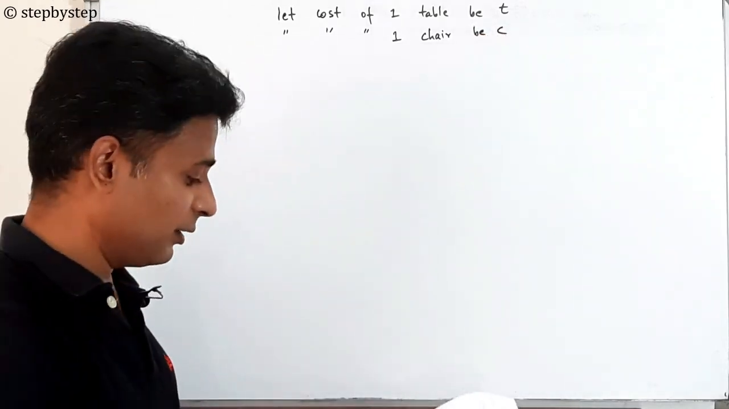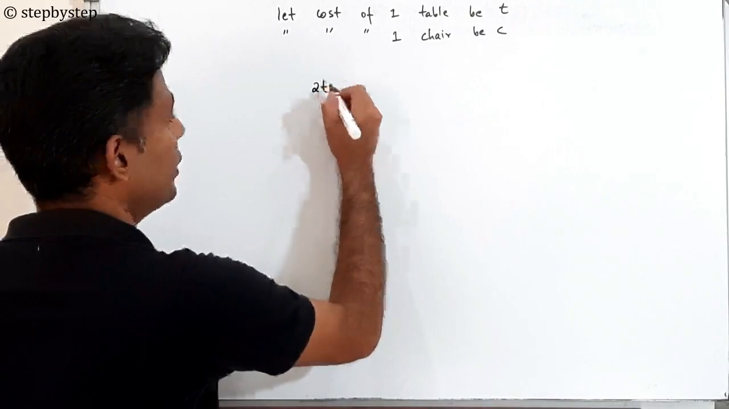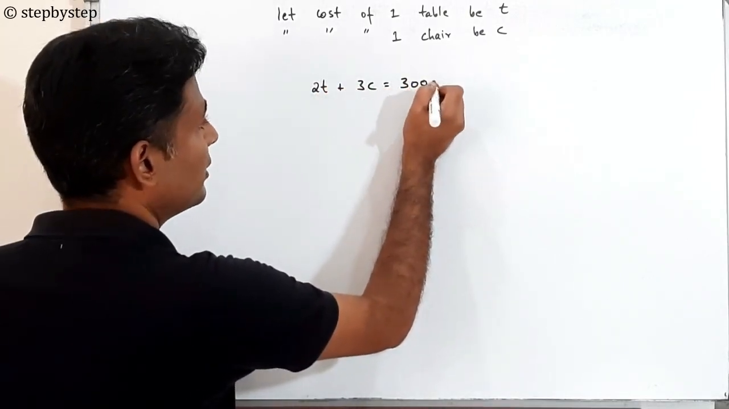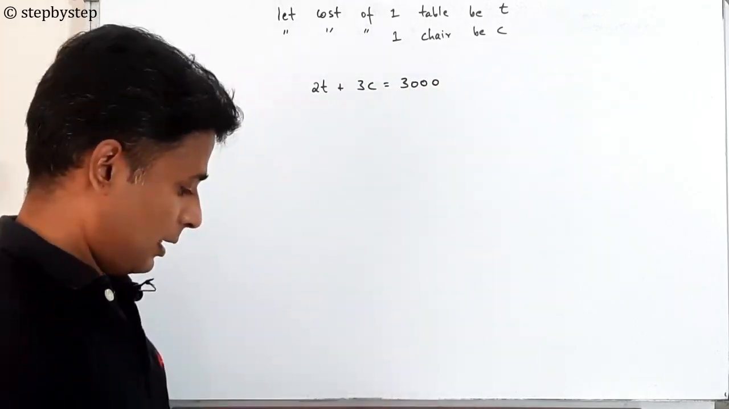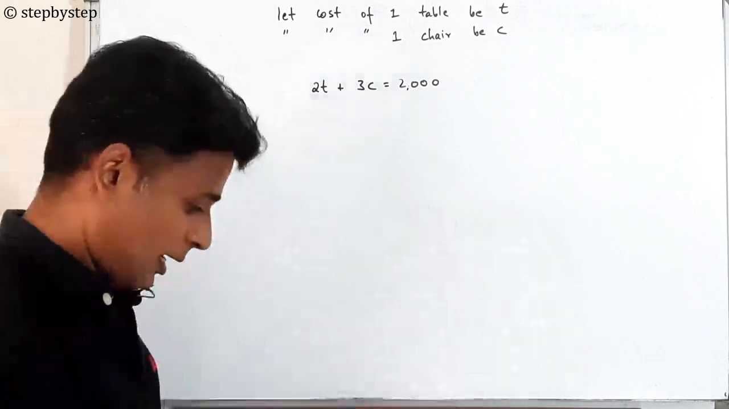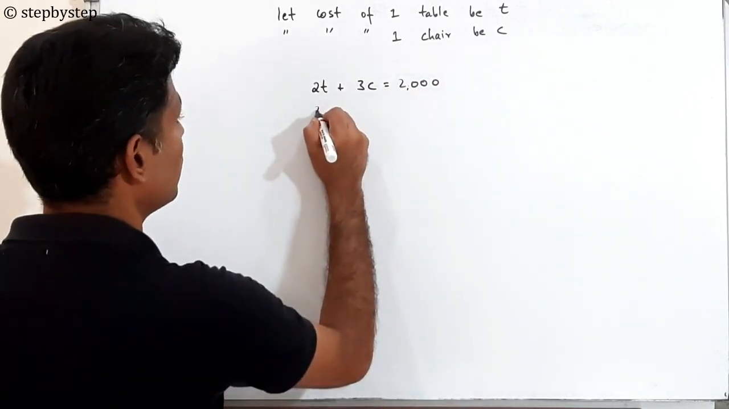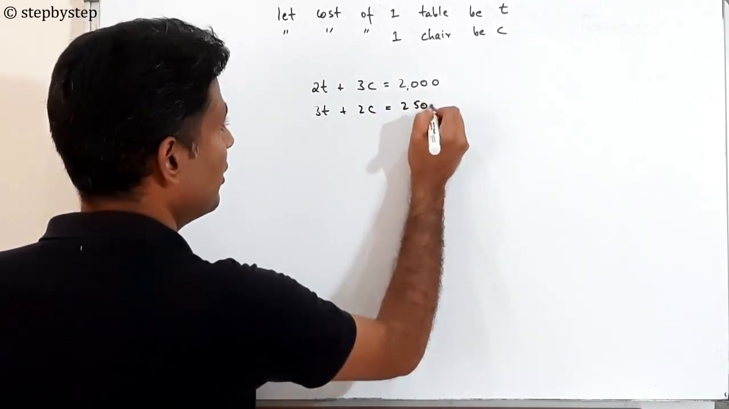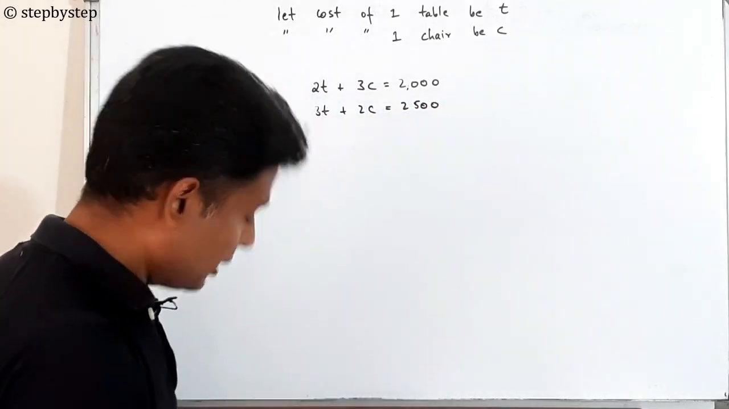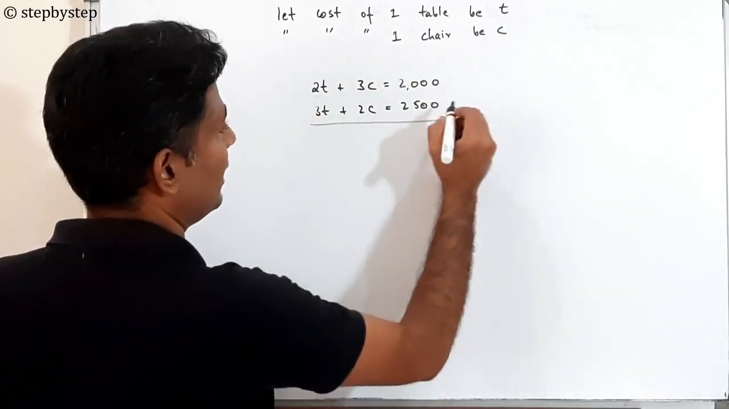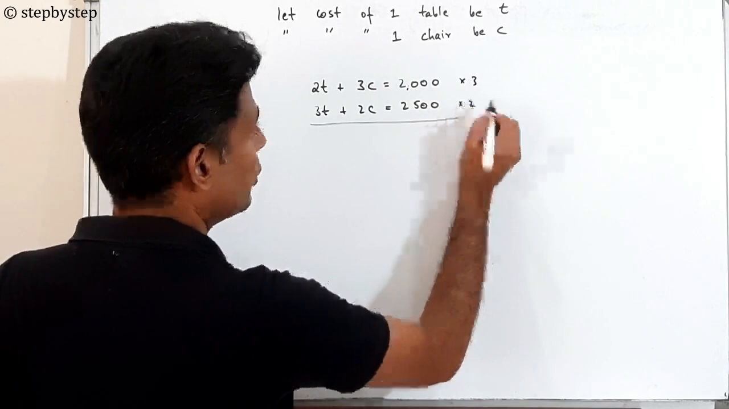Alright. Now what is the first thing they have given us? 2 tables, that is 2 into T, plus 3 chairs, that is 3 into C, costs, oh sorry, 2000 rupees. And 3 tables and 2 chairs cost 2500. This is what they have given us. Now I can make either T equal or C equal. I'll make T equal, so multiply by 3 and by 2.